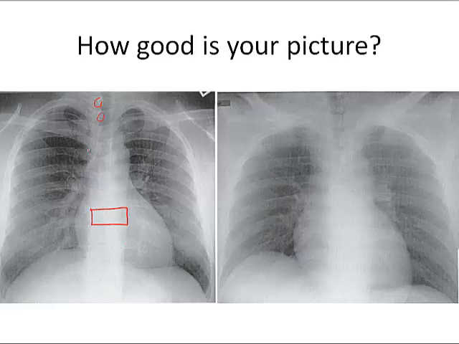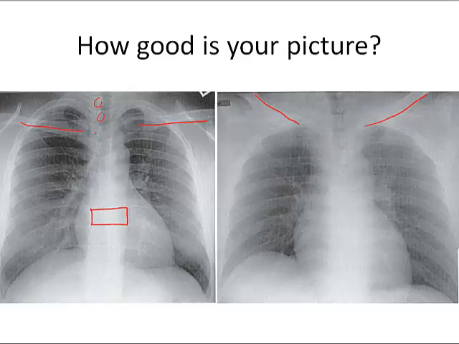The next thing that we look at is whether or not the patient is rotated. And to do that, we look at a couple of things. First is the clavicles. You can see that this patient's clavicles on the left are very straight, whereas the ones on the right tend to be more at an angle, which suggests that this film was not shot straight on.